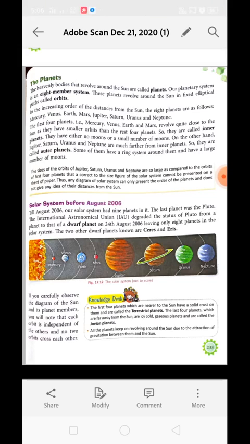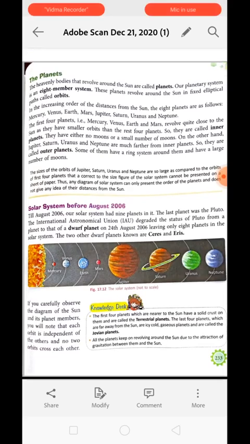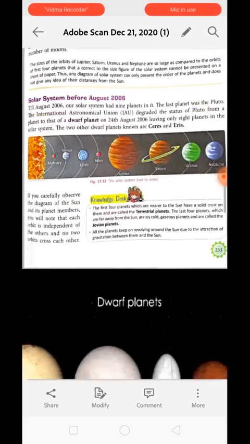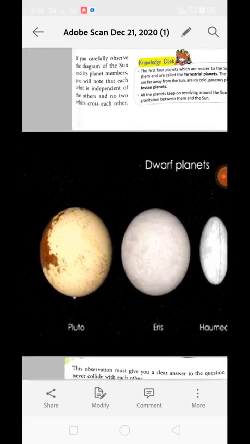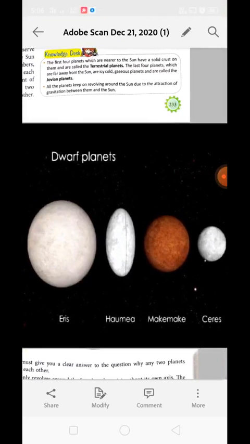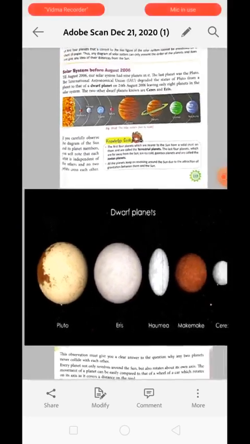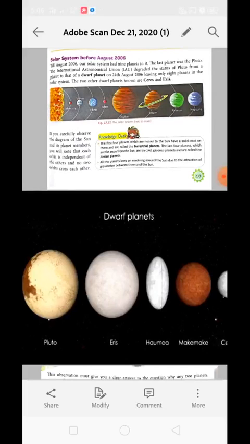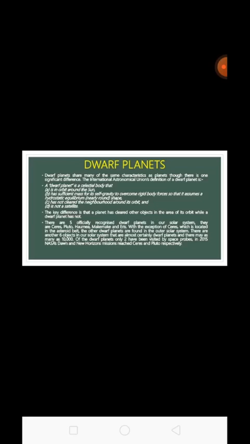The International Astronomical Union, IAU, reclassified Pluto from a planet to a dwarf planet. You can see several pictures of different kinds of dwarf planets like Pluto, Eris, Haumea, Makemake and Ceres. These are all referred to as dwarf planets. On 24th of August 2006, only 8 members were left in our planetary group, and these dwarf planets were separated. Dwarf means small in size.